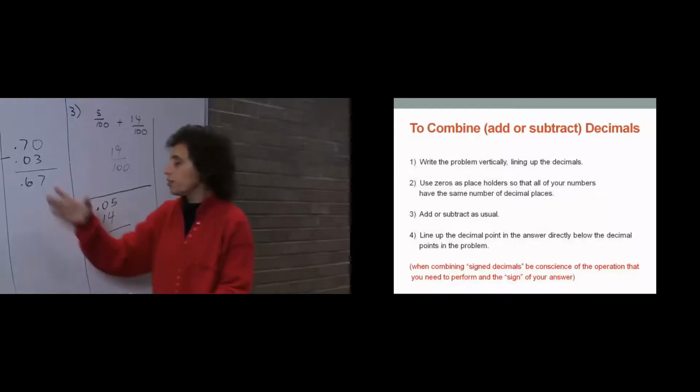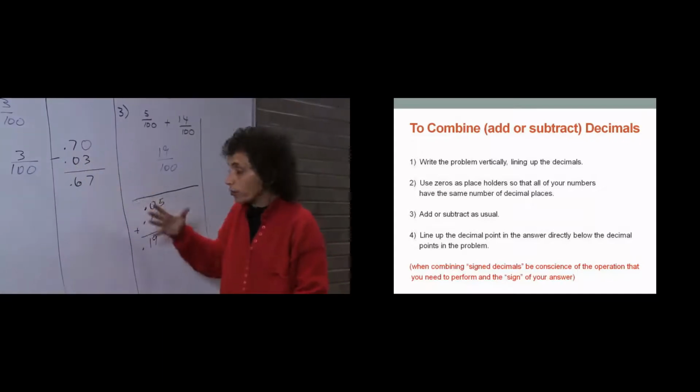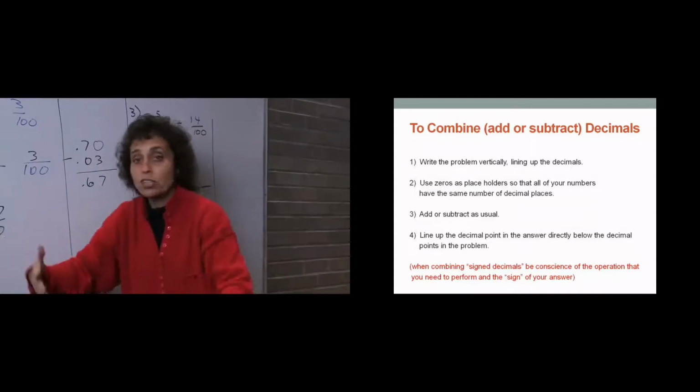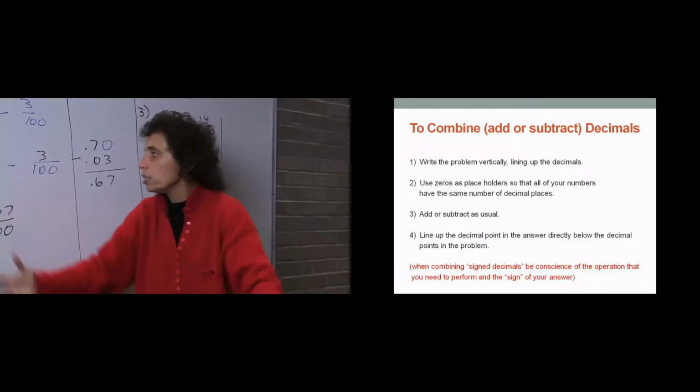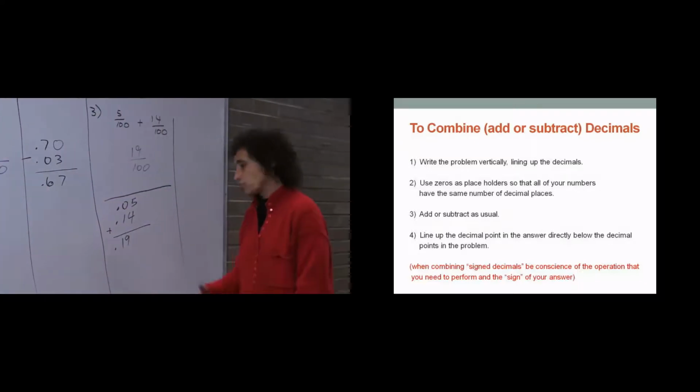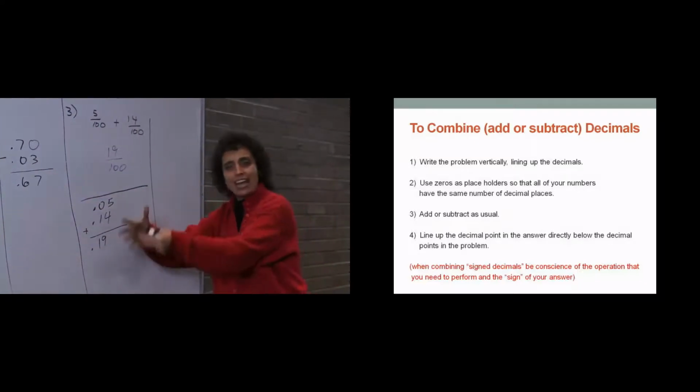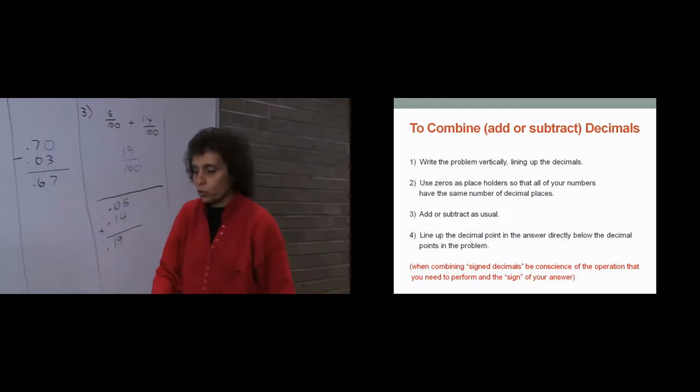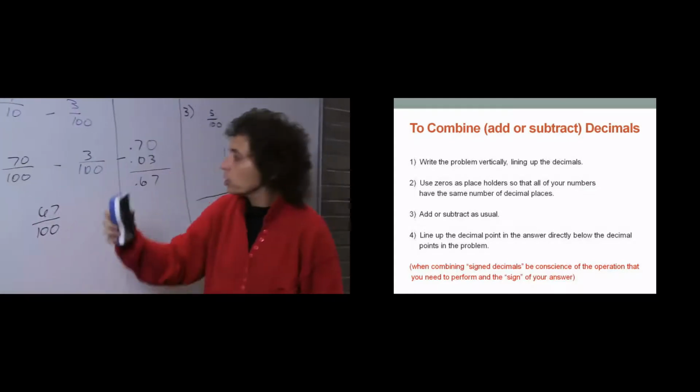So all you have to do to add or subtract fractions is line up your decimals and add and subtract like you usually would. That's all you're doing. So that's combining decimals, right? Combining is adding or subtracting. That's all you do. Line up your decimals. So let's take a look at some problems.